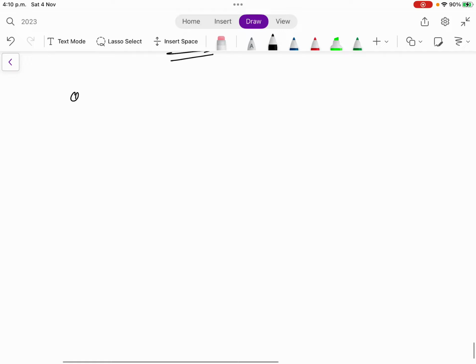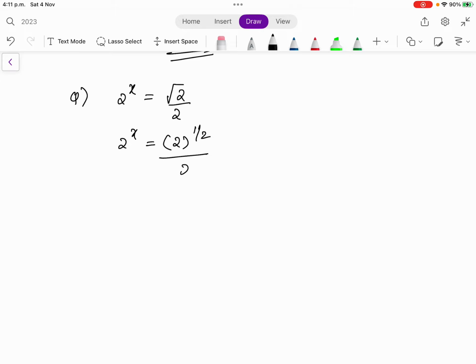I'll take another simple one here. 2 to the power of x is equal to square root of 2 by 2. So 2 to the power of x is equal to, square root of 2 can be written as 2 to the power of 1 over 2 divided by 2 to the power of 1. And 2 to the power of x is equal to 2 to the power of 1 over 2 minus 1, which is equal to 2 to the power of minus 1 over 2. Then x is equal to minus 1 over 2. Okay. Another question.